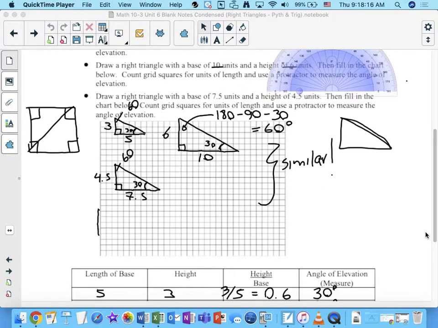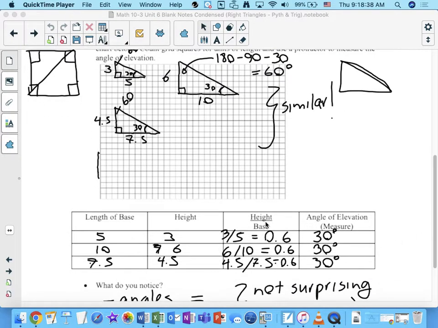So where we left off yesterday was we started to investigate some similar right triangles. The first investigation that we did was we drew some triangles that were similar to one another. We knew that they were similar for a couple of reasons. Number one, we took a ratio of their side lengths, the height to the base, for all three of them, and we saw that that ratio was the same. When we compared height to base, height to base, height to base, we got this ratio of 0.6.